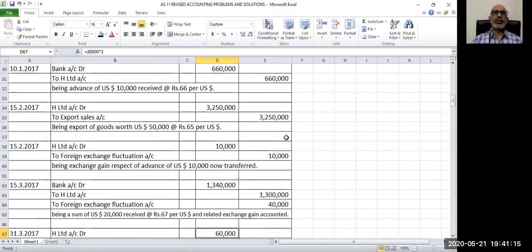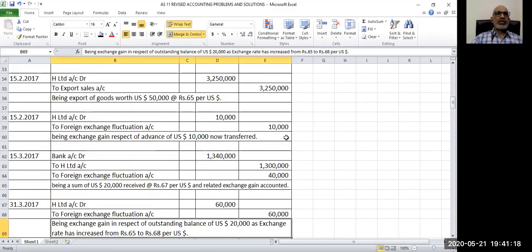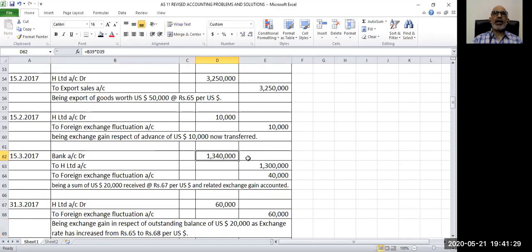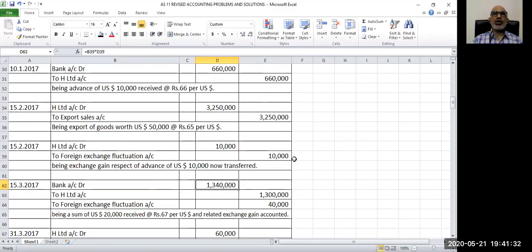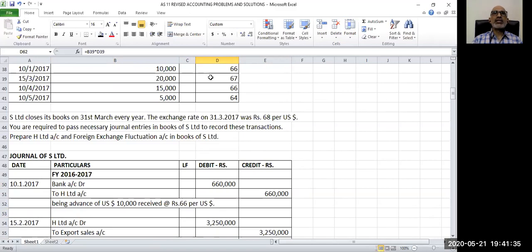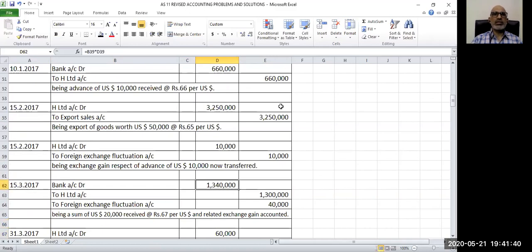Let us see how the entry will be passed. You have received the money on 15th March. Entry will be bank account debit to H Limited to foreign exchange fluctuation account. How do we calculate the amounts? Our bank account is debited for $20,000, which are received at the rate of 67 rupees per dollar. So 20,000 into 67, our amount for remittance is 13,40,000. Then our H Limited account is credited for $20,000 at 65 rupees per dollar, that aggregates to 13 lakh rupees.